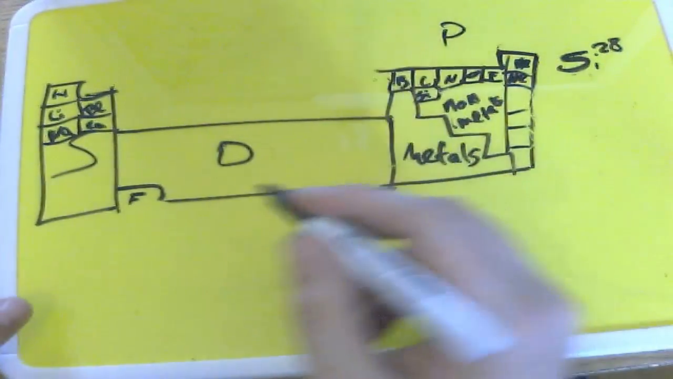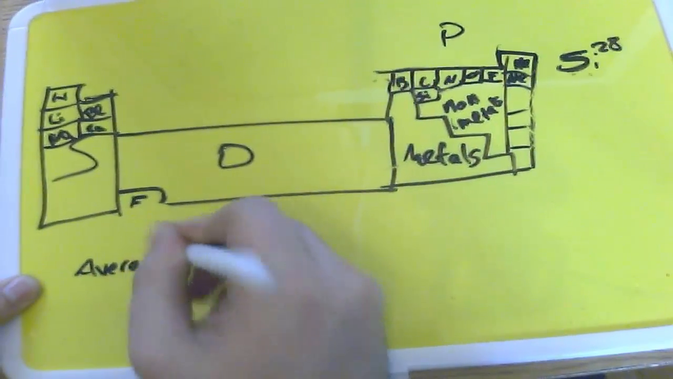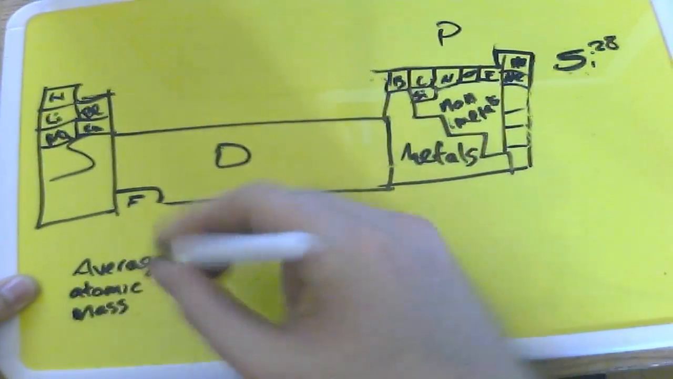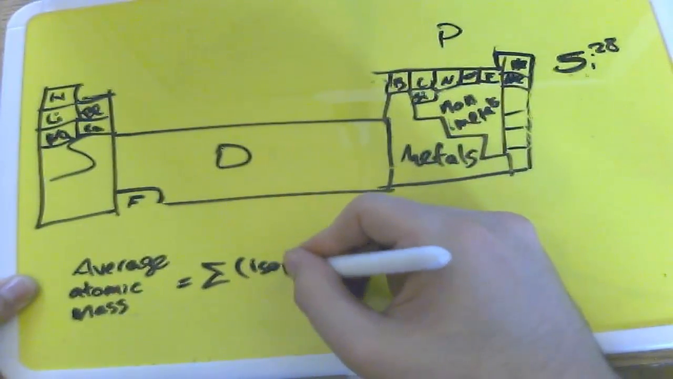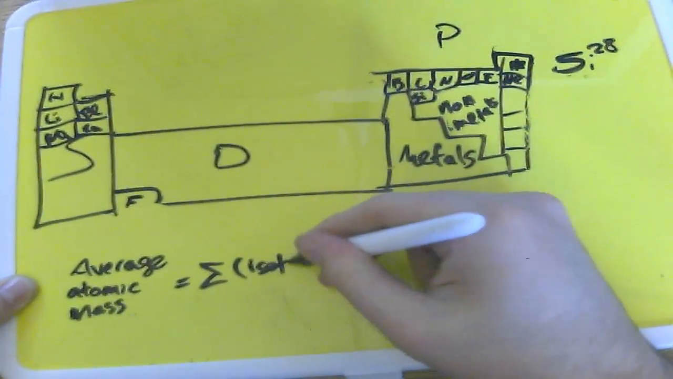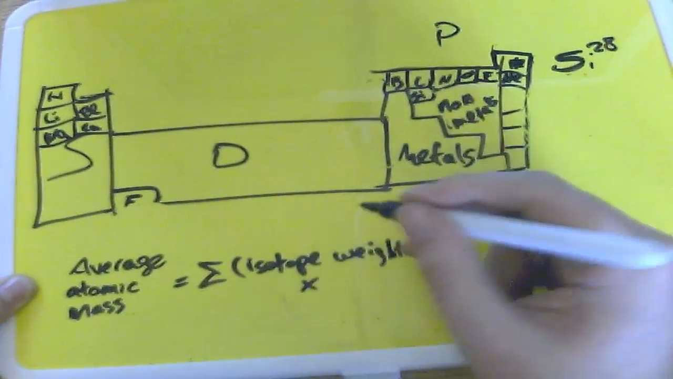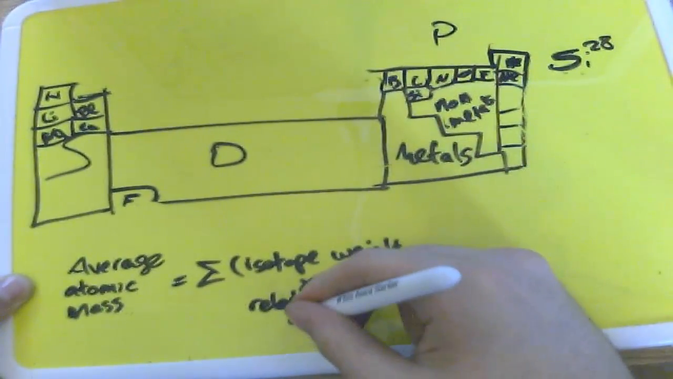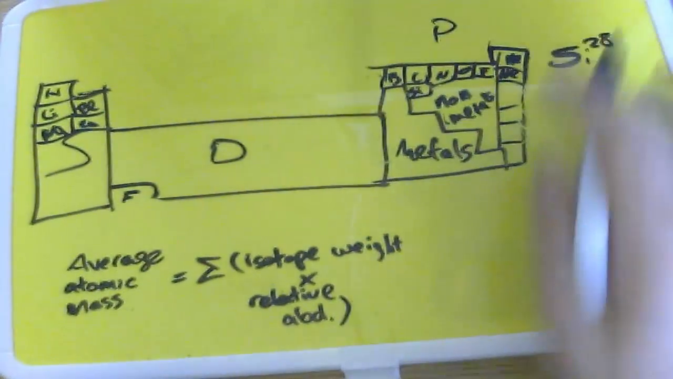Basically, the formula we're going to be using to get the average atomic mass is the sum of the isotope weight multiplied by its relative abundance, ABD for short. Okay, so like I said, we're taking silicon.